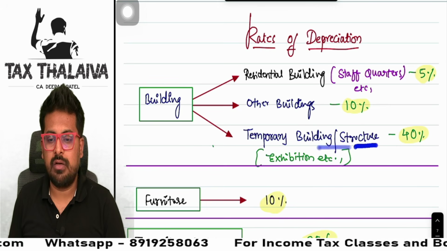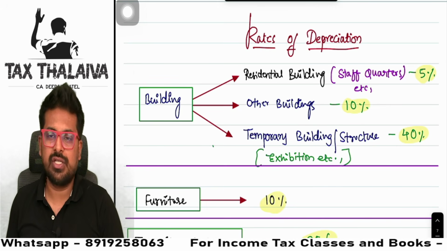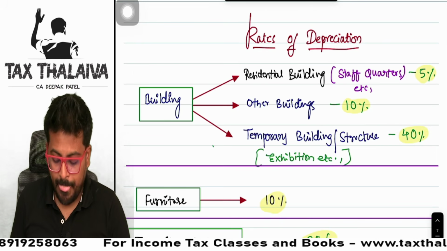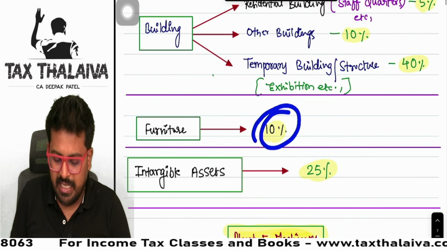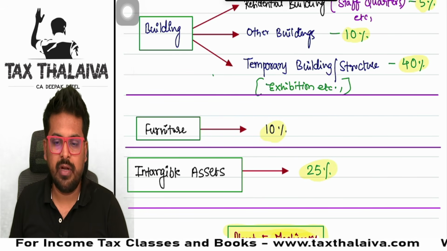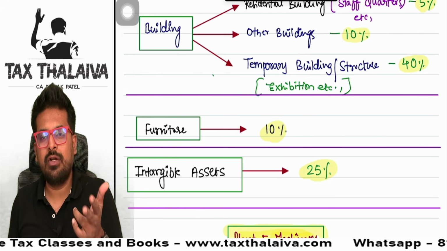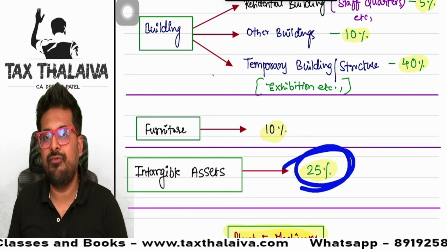Temporary building or structure. Some temporary structure is constructed. In that case, 40% depreciation can be claimed. Furniture, there is only one category, 10% you can claim on furniture. Intangible assets, patents, know-how, copyrights and all, you can claim 25%.